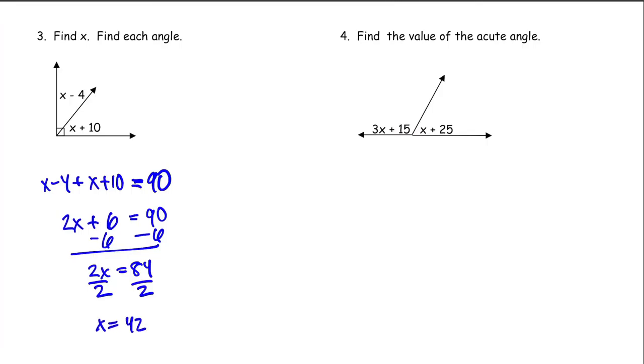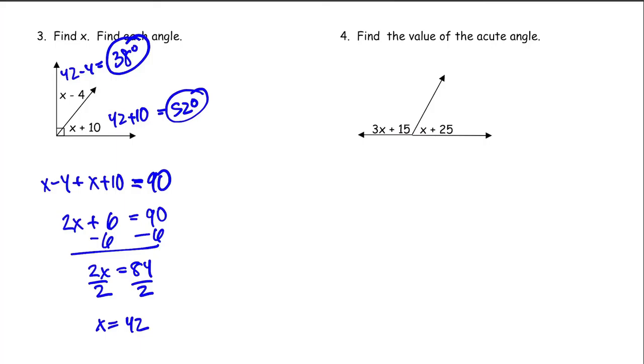X equals 42. So to find each angle, notice neither one of them is just plain old x. So what I'm going to do here is take 42 plus 10. That's going to be 52. So there's one of the angles. And this one's going to be 42 minus 4. That one's going to be 38. You could have also done 90 minus 52. That would have worked as well.